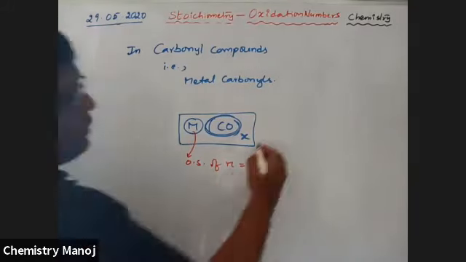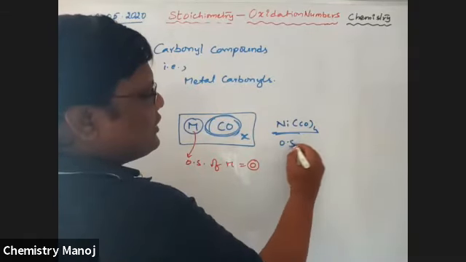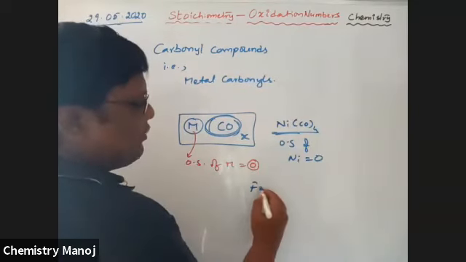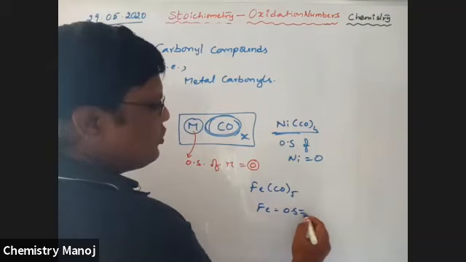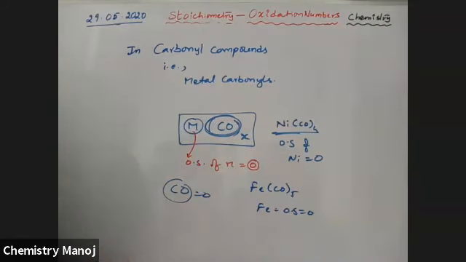Okay, for example, in Ni(CO)4, oxidation state of nickel is equal to 0. Fe(CO)5, Fe oxidation state is equal to 0. So CO oxidation state is equal to 0. CO also 0, metal is equal to 0. So these are almost by-hearting conditions and memorable conditions, and you should memorize these conditions. Very, very important.